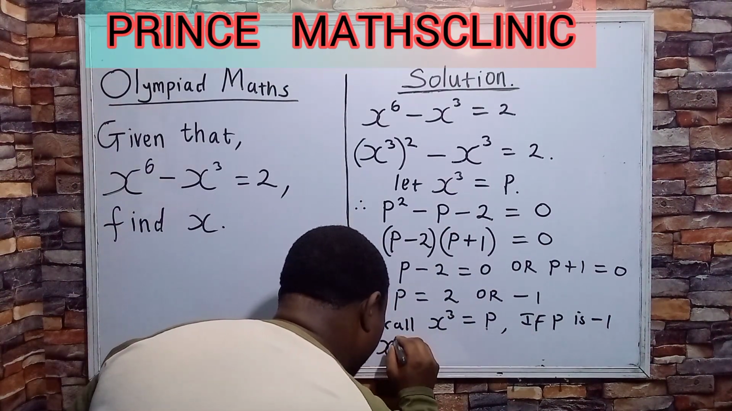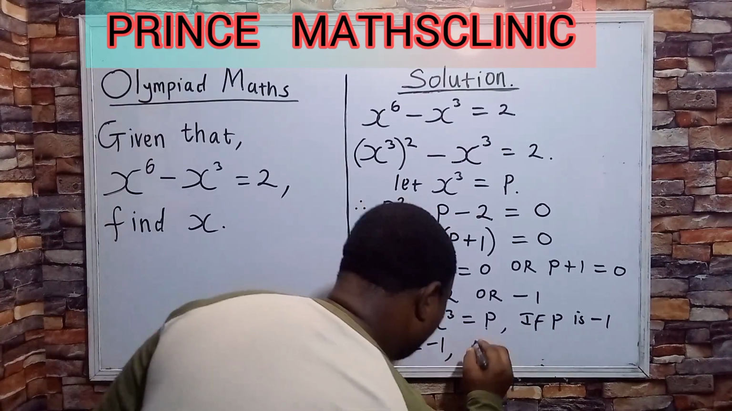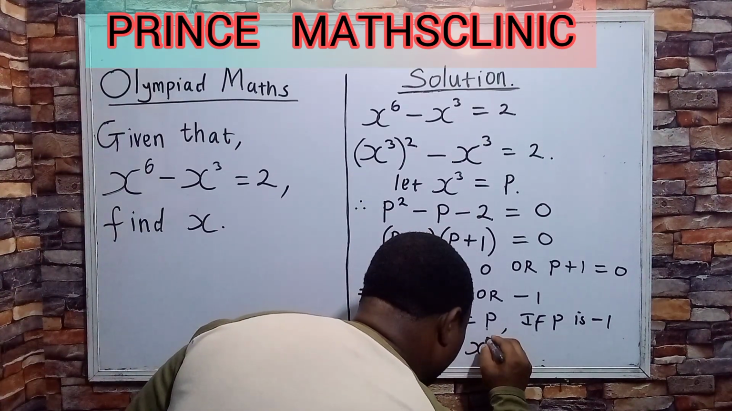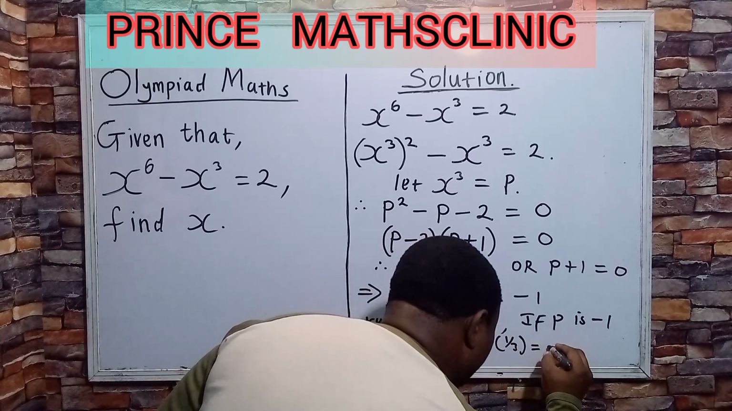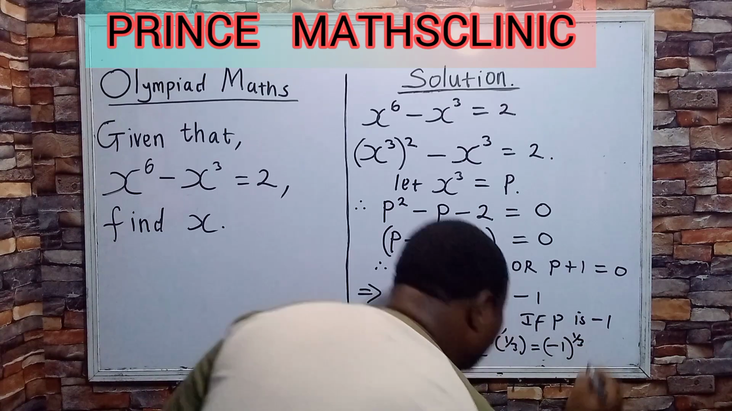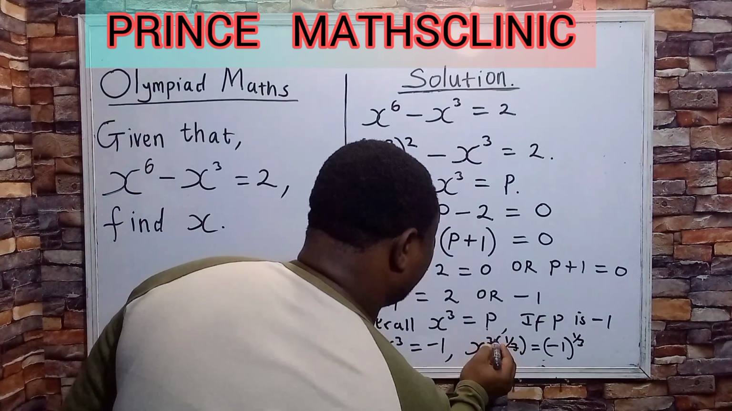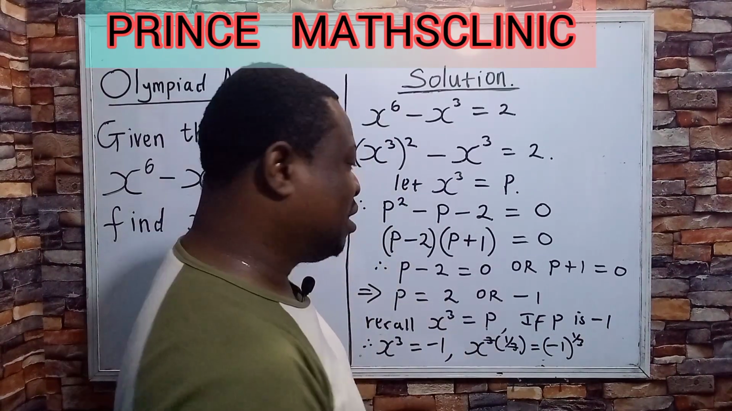Then also, if p is equal to negative 1, you repeat the process again. Therefore, x to the power of 3 will become negative 1. So x to the power of 3 multiplied by 1 over 3 equals negative 1 to the power of 1 over 3. So 3 will cancel 3. So x becomes the cube root of minus 1.